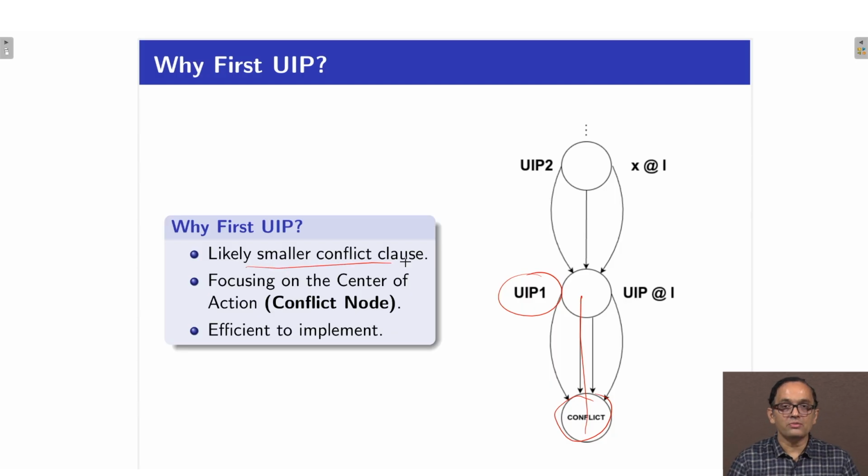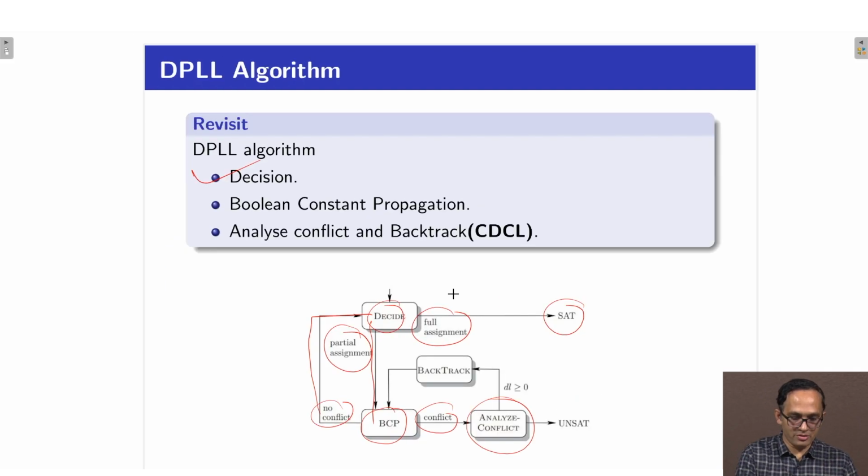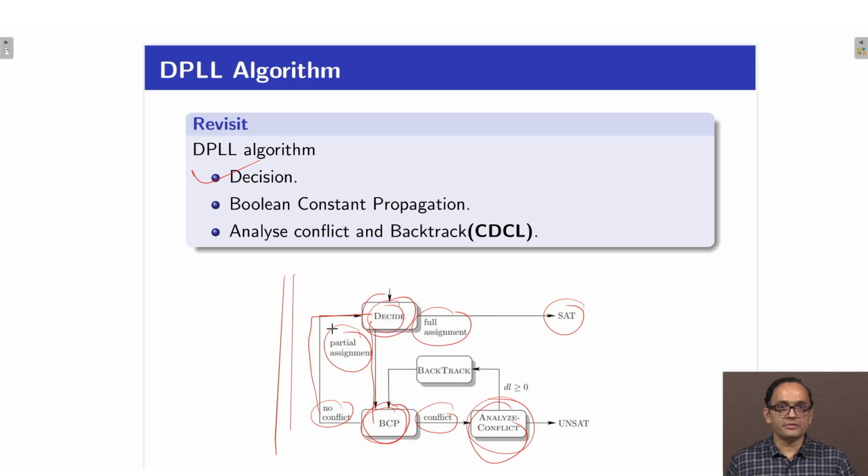This will give a smaller conflict clause, right, and also focus on the center of action, because this is where the conflict happens, and this is efficient to implement. And I will explain an algorithm today which can compute the asserting clause starting from this conflict node going up to the UIP 1. So, in today's class, effectively I will show you this overall algorithm and every step from an algorithmic perspective, right, what I am going to do there.